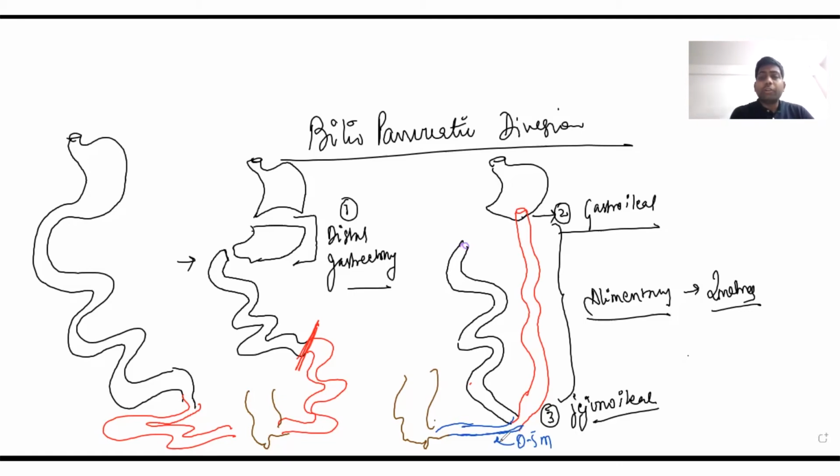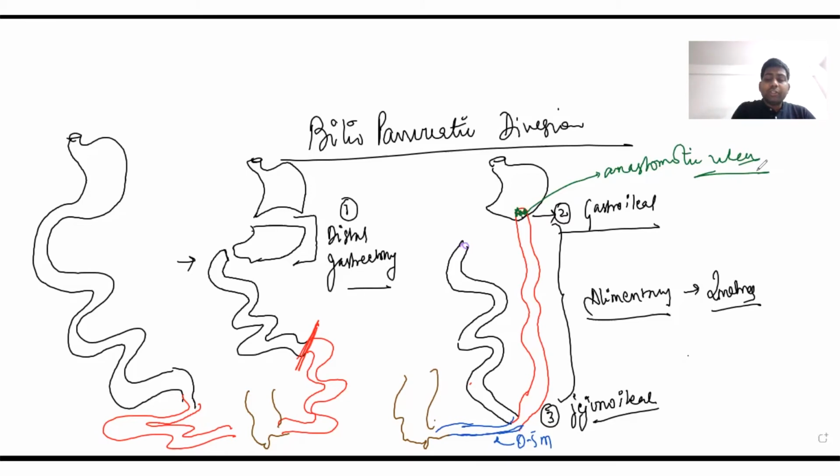Apart from this, another complication in this procedure can be that this part of the gastro-ileal anastomosis might come in contact with the acid directly, and so there might be a chance of formation of ulcer around this anastomosis. So this might lead to anastomotic ulcer. So a few things about the biliopancreatic diversion: this causes maximum weight loss, this causes maximum fat malabsorption, and it might lead to anastomotic ulcer.